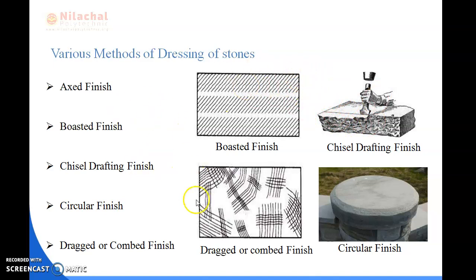Next is circular finish. Here is the diagram. Circular finish means, as you see in our apartments or malls, we see circular types of columns. Next is dragged or combed finish. In this type of finish, a piece of steel with a number of teeth is rubbed on the surfaces of the stones, and mainly these stones are used for directional purposes.